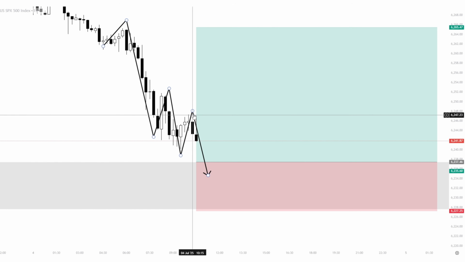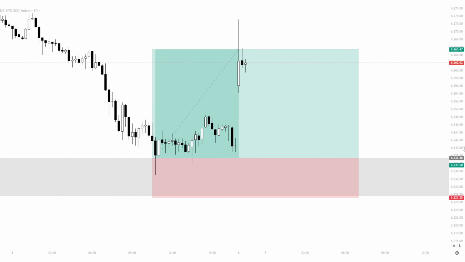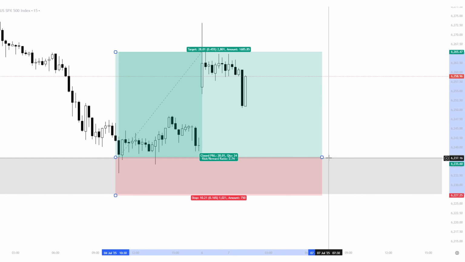Now we need patience. The position fills pretty quick, with a nice bullish reaction. A reaction that a couple of candles later pushes into the take profit, and even higher.